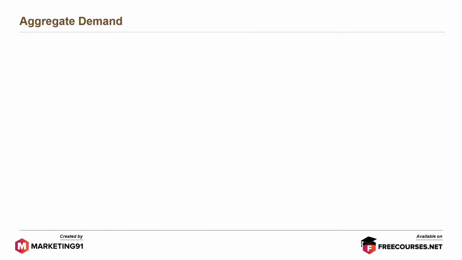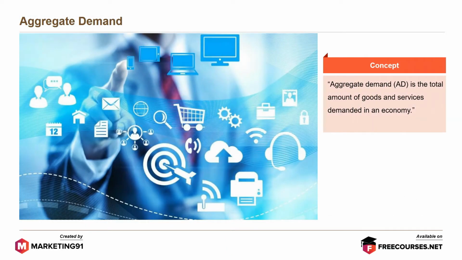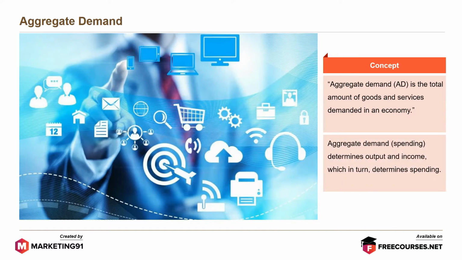Let's start with aggregate demand. Aggregate demand, AD, is the total amount of goods and services demanded in an economy. Aggregate demand spending determines output and income, which in turn determines spending.